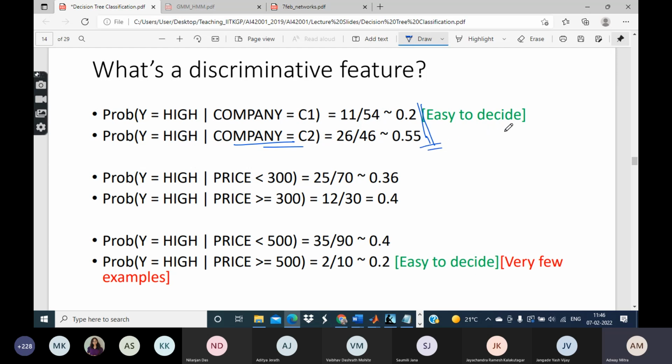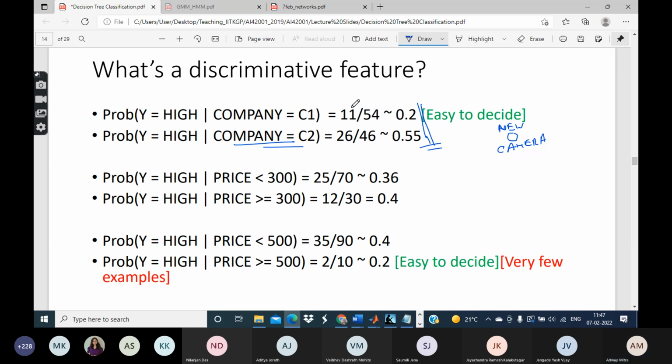Basically the rule becomes, suppose a new camera comes. What will I do? I can simply consider its company feature. If the company is C1, I can say with a lot of confidence, not 100% confidence, but 80% confidence, that she is going to dislike it. Why only 80% confidence? Because there are 20% cases which have company C1, but she still has given them good ratings.